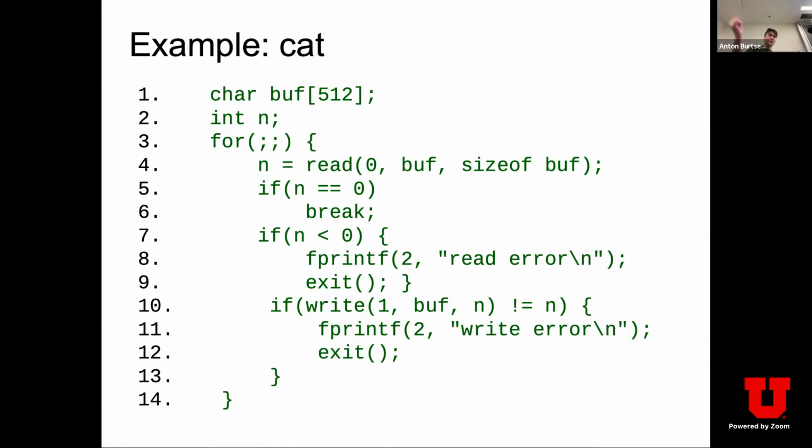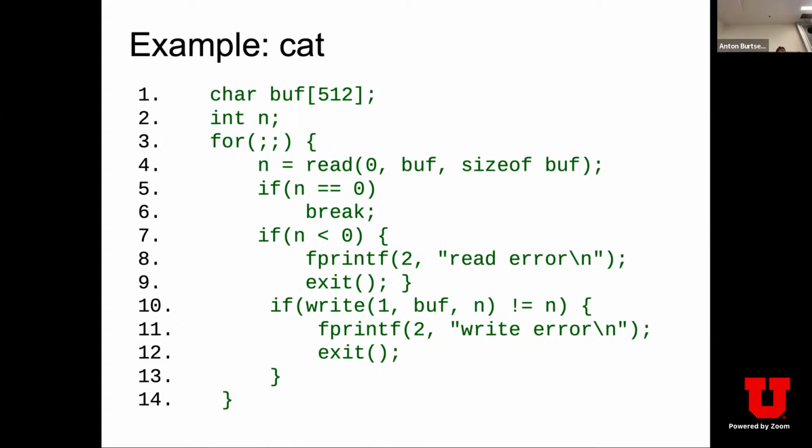I skip the lines which open zero, but okay, zero is typically open when you start, right? And here the logic is very simple. You say, look, if I read nothing and n is zero, then I will break out of this infinite loop. If n is negative, it means that read returned an error. Maybe I'm trying to read something that doesn't exist. Maybe the file doesn't exist. And I will output in line 8 to the standard error, saying read error, and exit immediately. So terminate myself with an exit system call.